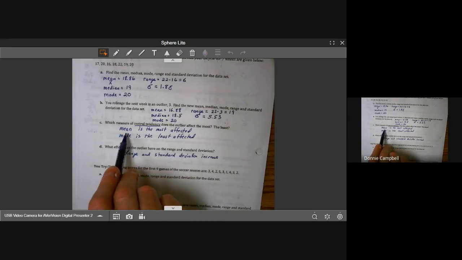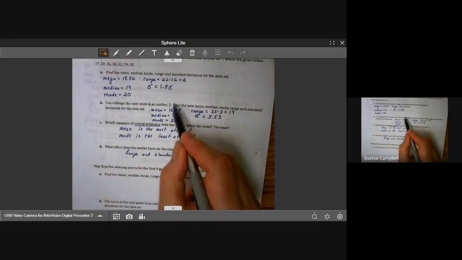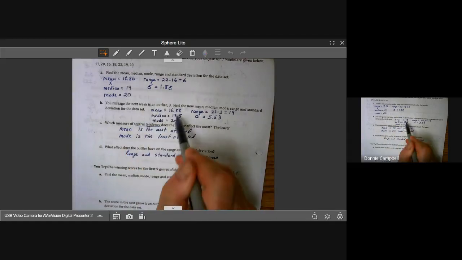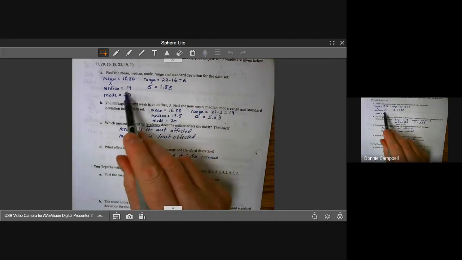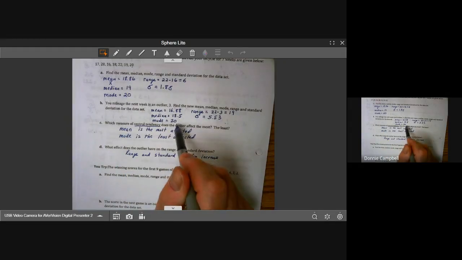Okay, so your central tendency, which is mean, median, and mode, the most affected out of these three values is the mean, because it went from 18.86 to that. The median only changed by 0.5, and the mode didn't change at all. Okay? All right, let's do this next one here.